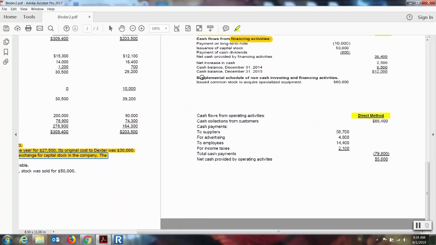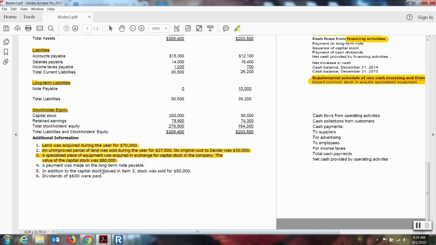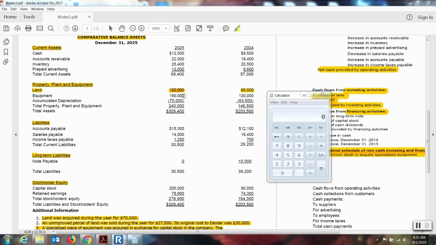I'm going to go ahead and show you where this would be. At the end of the statement, you see it here, supplemental schedule of non-cash investing activities, and you just write a sentence: issued common stock to acquire specialized equipment. So just put a note so that you're disclosing full information. Let's go back to the equipment section and make sure we can reconcile these numbers. We have a prior balance of $130,000.